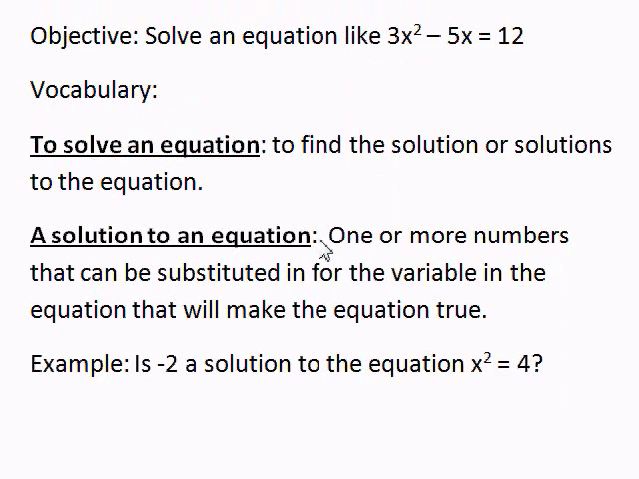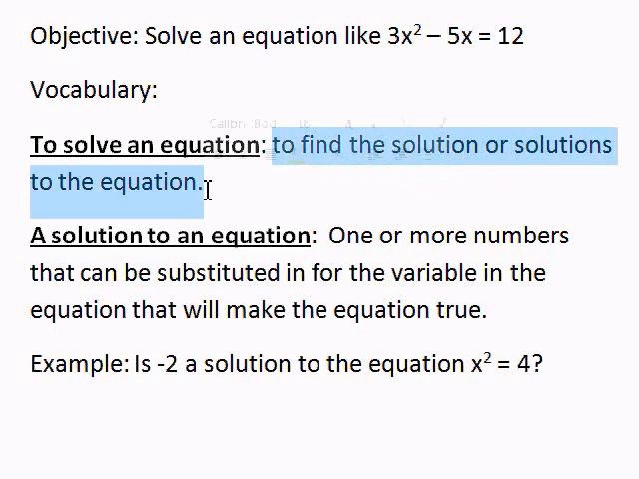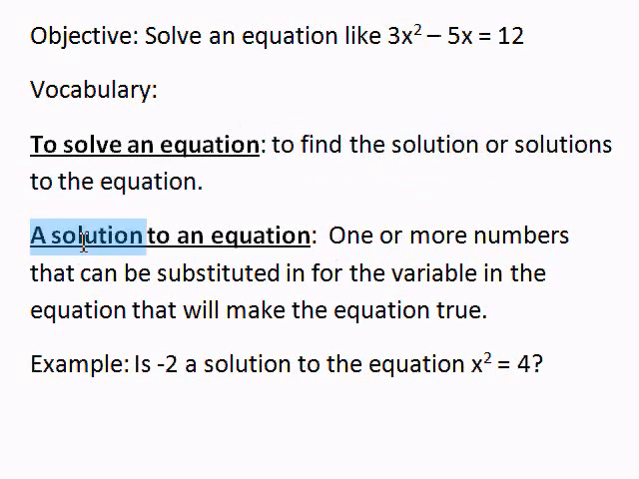We're now on to our second objective, which is to solve an equation like 3x squared minus 5x equal to 12, and we're going to solve that using our graphing calculator. Now, vocabulary: to solve an equation means that we find the solution or solutions to the equation. Second vocabulary word: a solution to an equation is one or more numbers that can be substituted in for the variable or variables in the equation that will make the equation true.